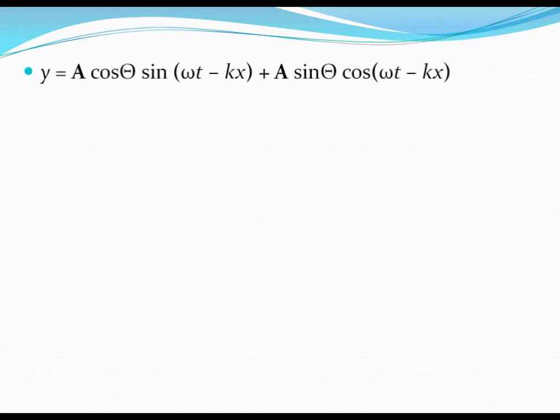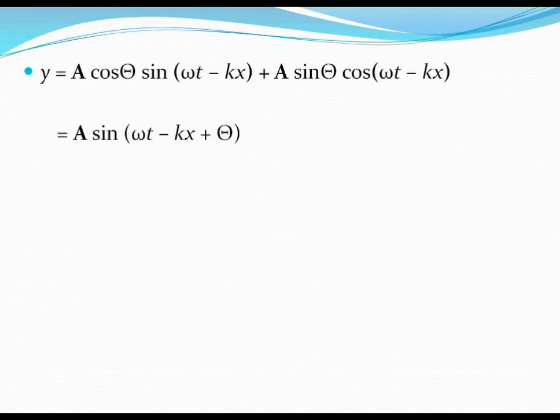That gives us the equation y equal to A cos theta sin(omega t minus kx) plus A sin theta cos(omega t minus kx). Now if we look carefully, is this not of the form cos A sin B plus sin A cos B, which is nothing but sin of A plus B? Cos A sin B plus sin A cos B is equal to sin(A plus B). That gives us a very simplified equation.